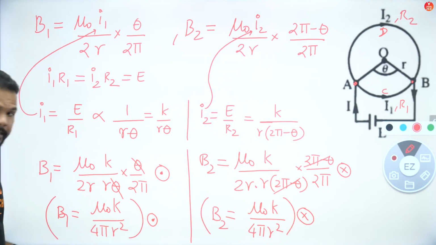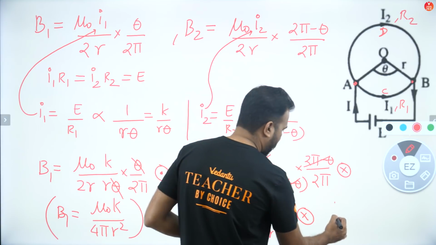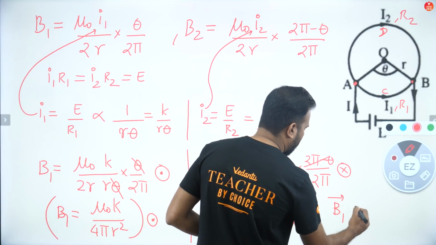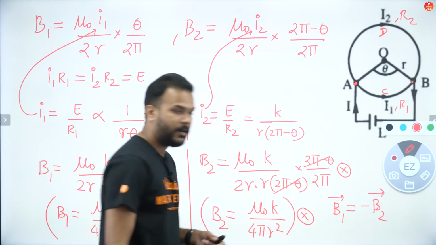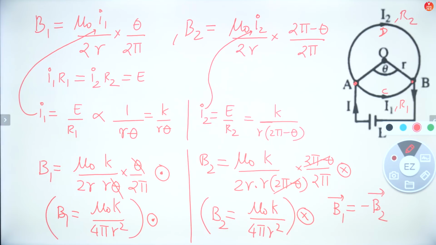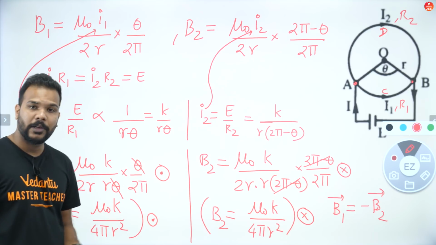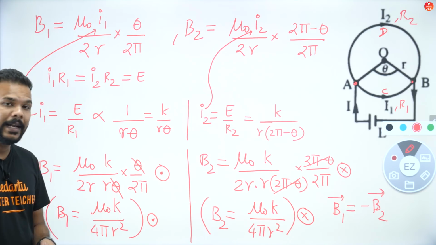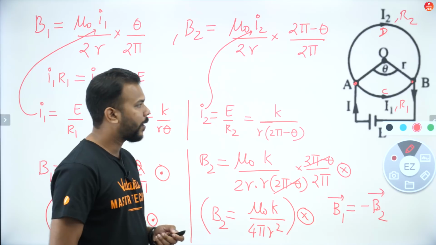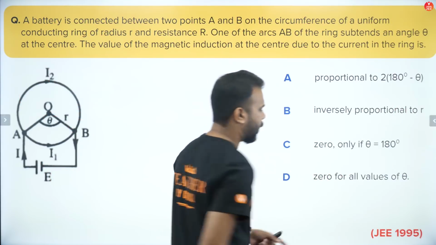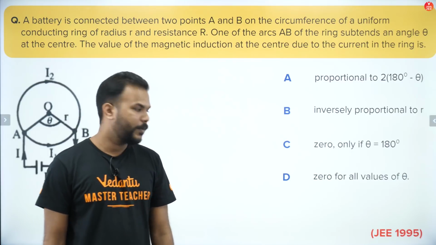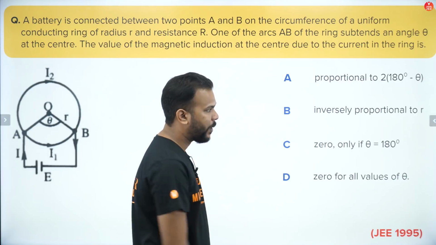And what do you see here? You see that B1 vector is equal to minus of B2 vector. They are just opposite vectors of each other, and hence we can say that for any value of theta, the net magnetic field at the center of this ring will come out to be 0 for any value of theta. So that's going to be our answer for this question, which is option B.